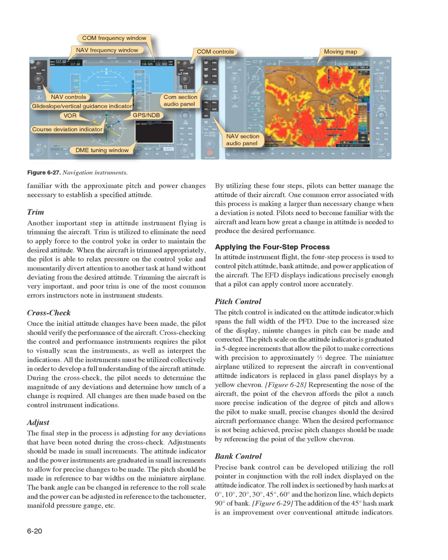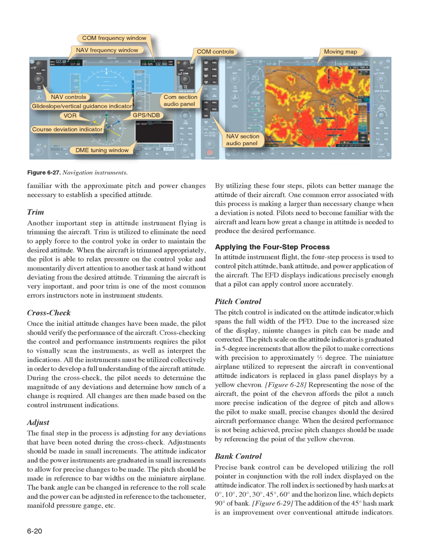Trim: another important step in attitude instrument flying is trimming the aircraft. Trim is utilized to eliminate the need to apply force to the control yoke in order to maintain the desired attitude. When the aircraft is trimmed appropriately, the pilot is able to relax pressure on the control yoke and momentarily divert attention to another task at hand without deviating from the desired attitude. Trimming the aircraft is very important, and poor trim is one of the most common errors instructors note in instrument students.